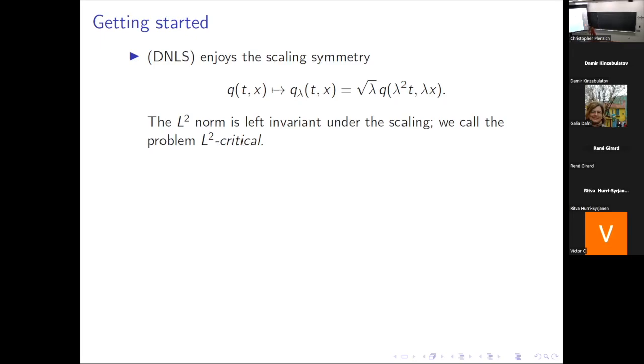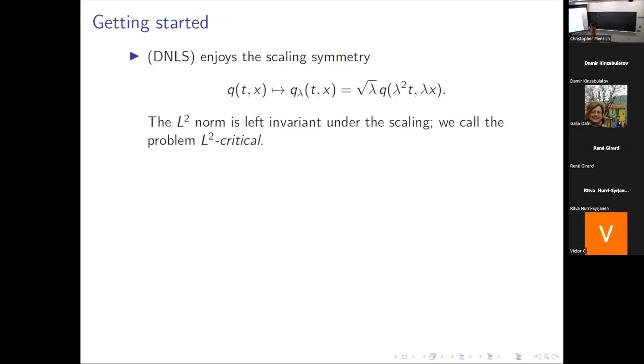And when we have a scaling symmetry, that gives rise to a notion of criticality. So we ask ourselves... Question: without the derivative, standard NLS has a different scaling or has no scaling at all? Yeah, it has a scaling, but it's different, right? Because it's with a derivative, you get this extra lambda multiplied in the front. And so there is a difference in criticality. Yes, exactly.